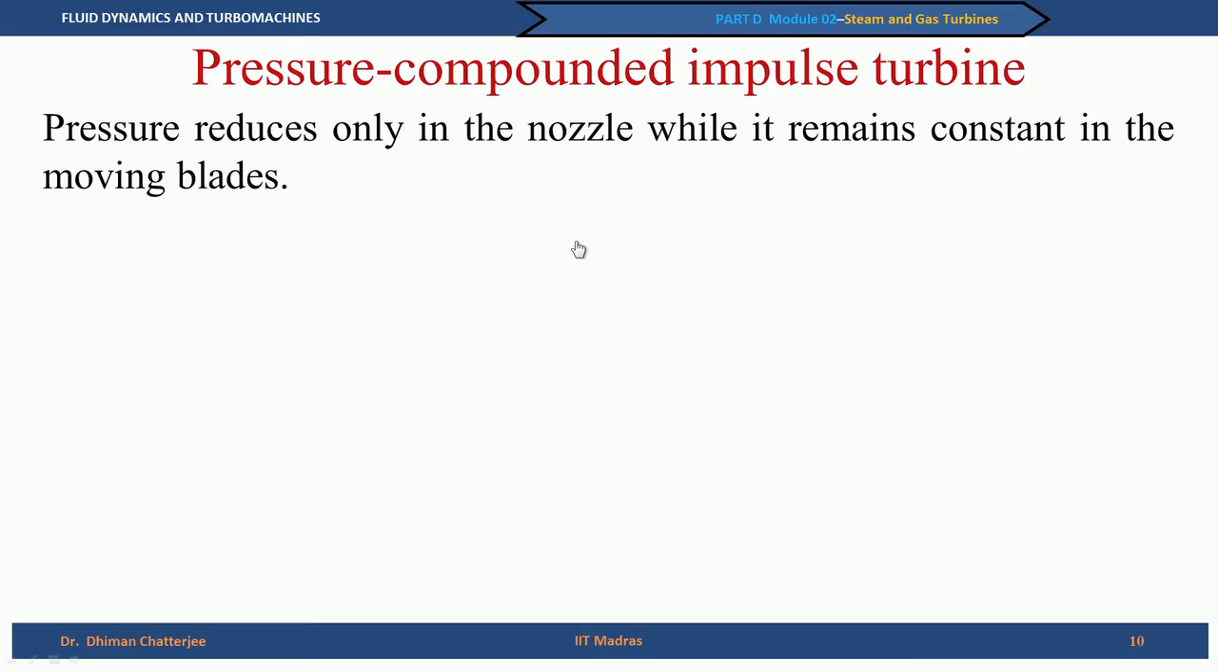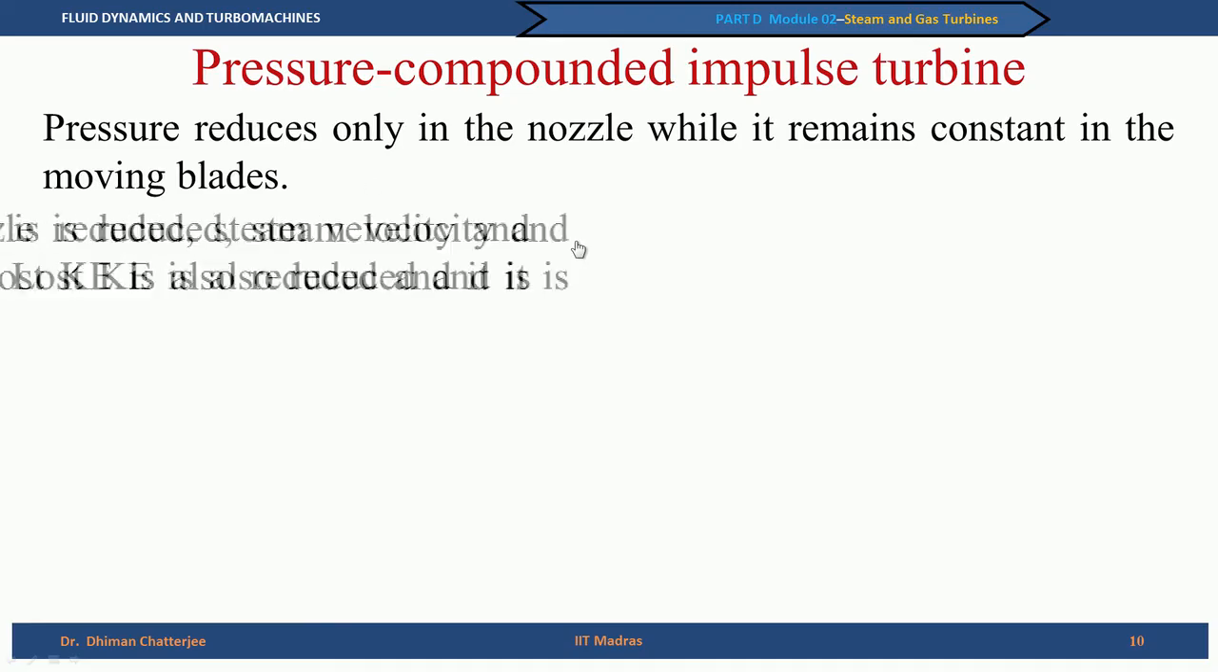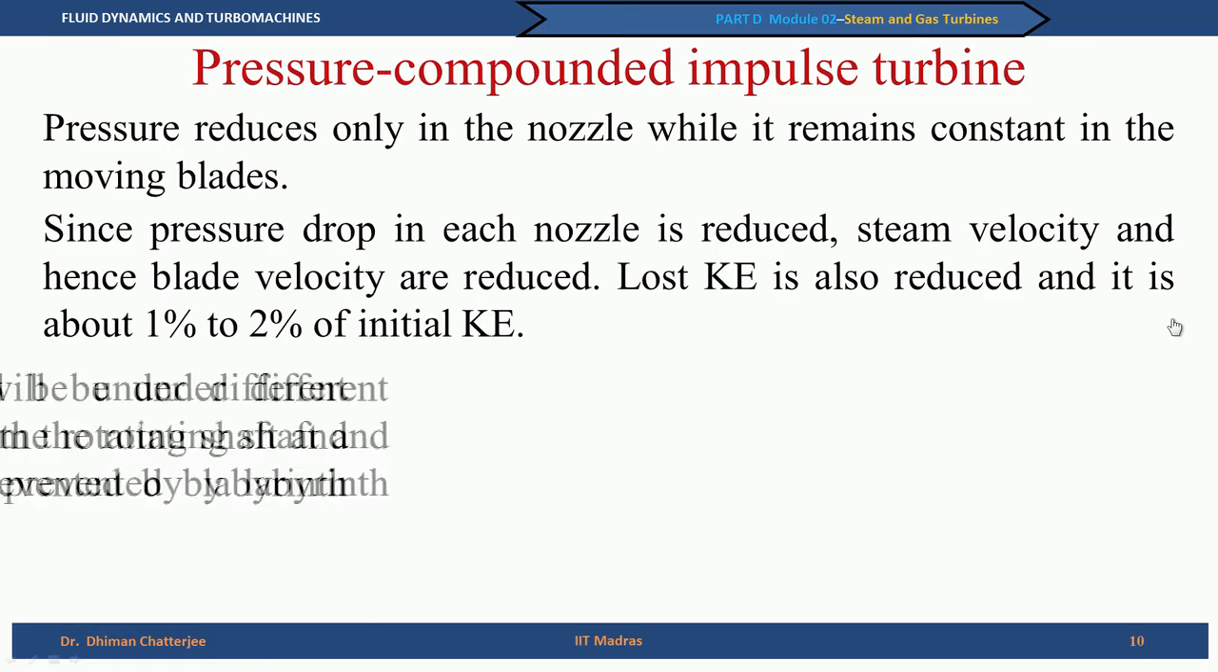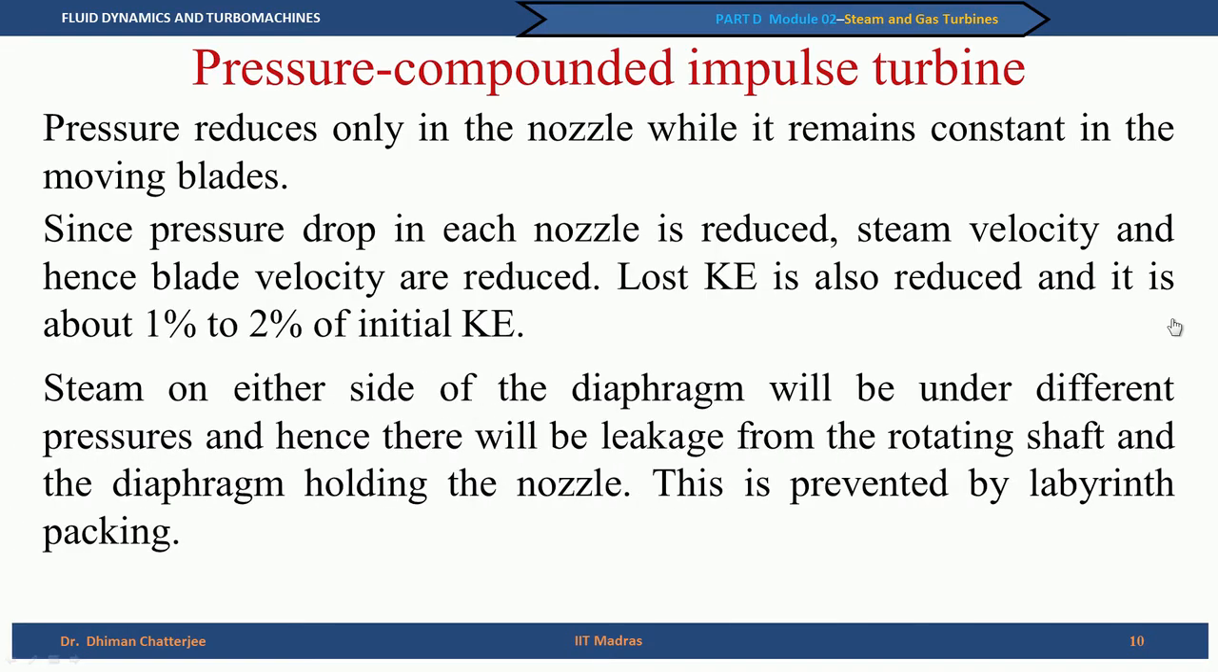Pressure reduces only in the nozzle while it remains constant in the moving blades. Since the pressure drop in each nozzle is reduced, steam velocity and hence blade velocity are reduced, and lost kinetic energy is reduced, and it is about 1 to 2% of the initial kinetic energy available. You consider that in the simple impulse turbine it was about 11%, now we are talking about 1 to 2%.